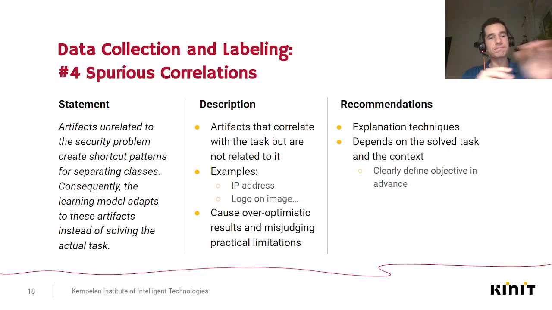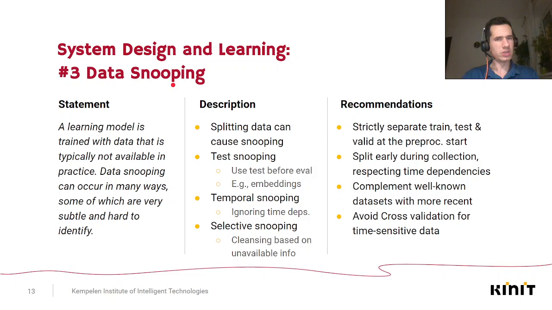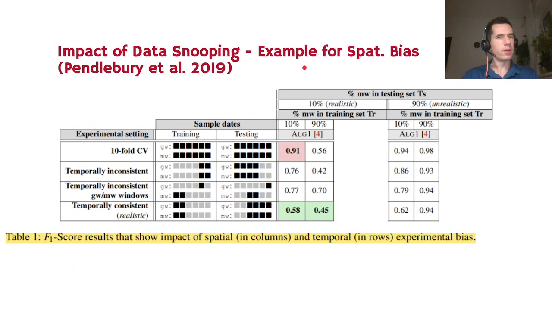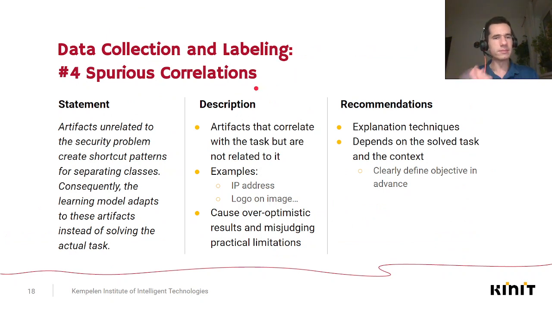The fourth issue, or fourth pitfall, corresponds to data collection and labeling. Oh, sorry. This should correspond to system design and learning. I've got it wrong, but never mind. So the spurious correlation corresponds to system design and learning. And what does it say?